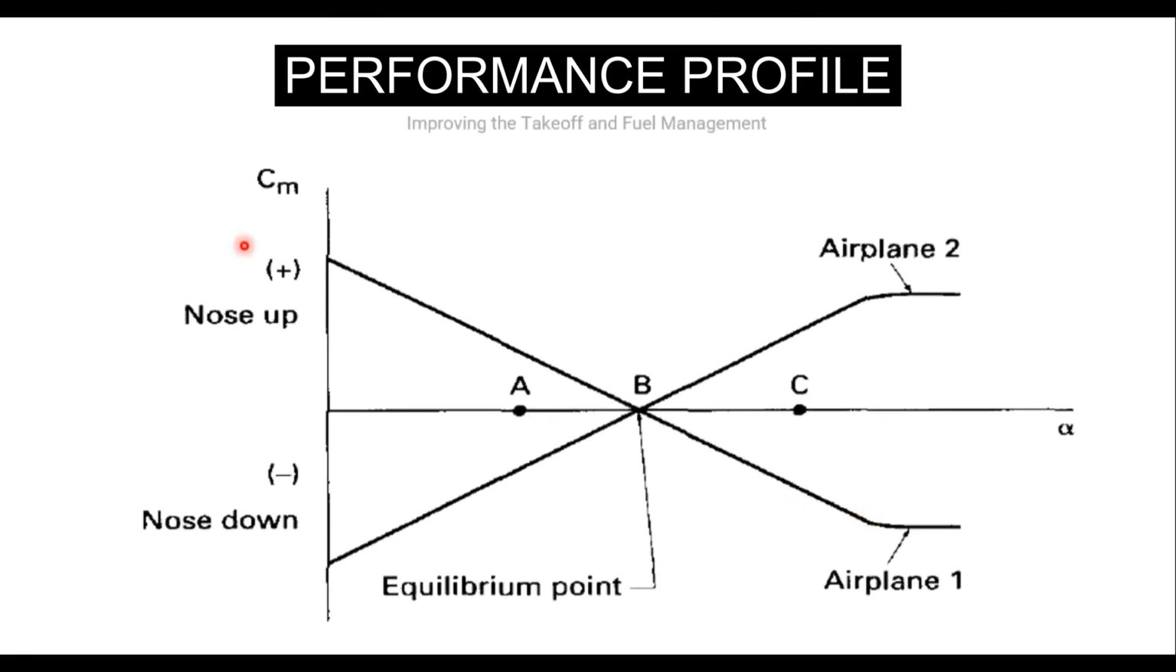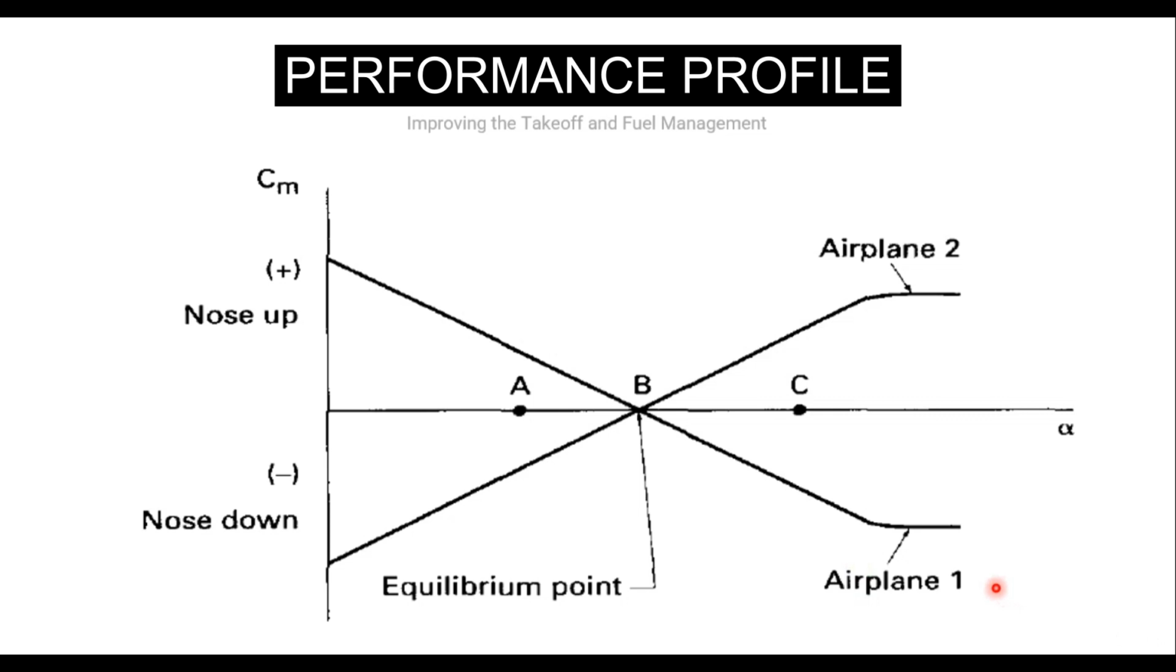So we have here an example of 2 aircraft, airplane 1 and airplane 2. Airplane 1 has a negative impact on the moment coefficient with angle of attack, and airplane 2 has a positive impact on the moment coefficient with the angle of attack. Which aircraft is more stable? Does anyone know? Please let me know in the comments. I am really excited to read all of your comments in the chat. But let me tell you that airplane 1 is more stable than airplane 2. I will tell you why.